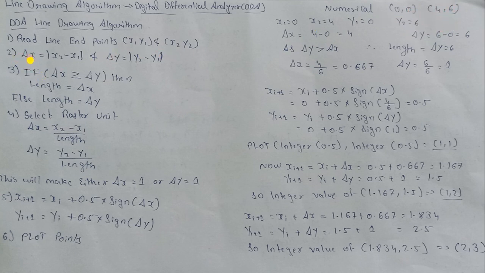After that we have to find delta x and delta y. The delta x formula is x2 minus x1, and the delta y formula is y2 minus y1. Here there is no slope, you have to remember. In the previous video there was a slope, but here we don't have any kind of slope.